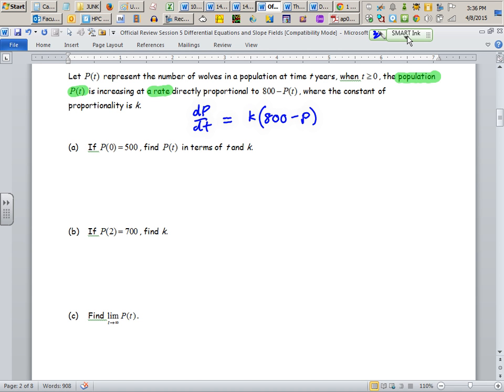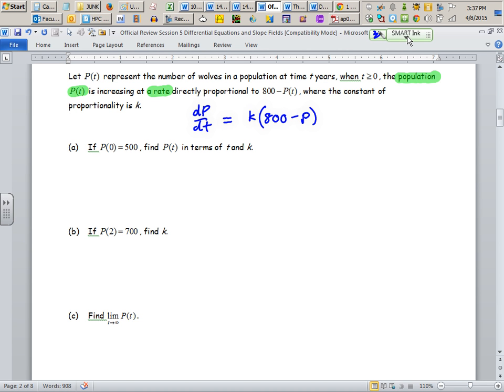So what's going on is this environment doesn't have a theoretical maximum. Maybe this environment is flexible and can allow more animals, or it's not necessarily a logistic situation. So it's not the kind of environment that can only support a certain amount of wolves. Okay, anyway, this is what they gave us. I guess we're just going to have to try to figure it out.